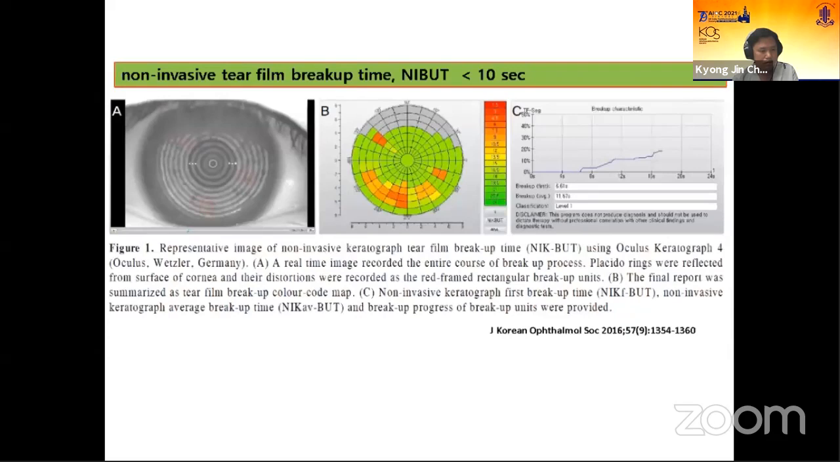This is a method of measuring the stability of the tear film by projecting a grid pattern composed of radial straight lines and circles onto the cornea using a circular projection device. The time when distortion appears on the projected line was defined as the tear film break-up time.